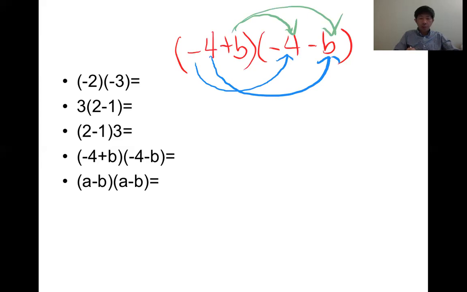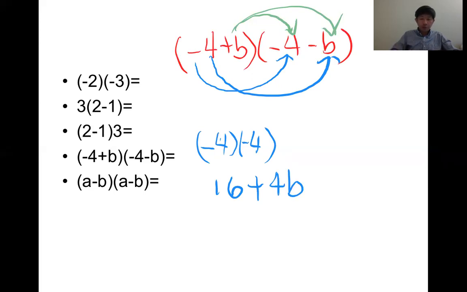So now the distributive property, okay? Let's do -4 times -4, which is negative times negative, which is equal to 16, right? So this is a 16, right? And next, another blue, -4 times the negative b, which is 4b, okay?